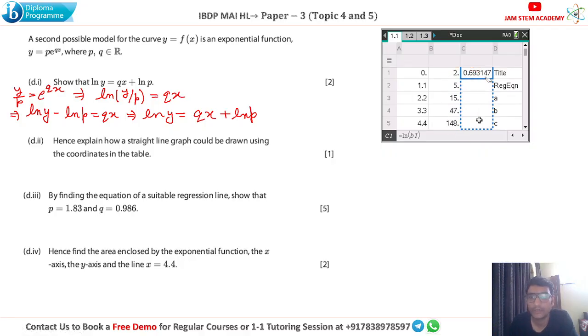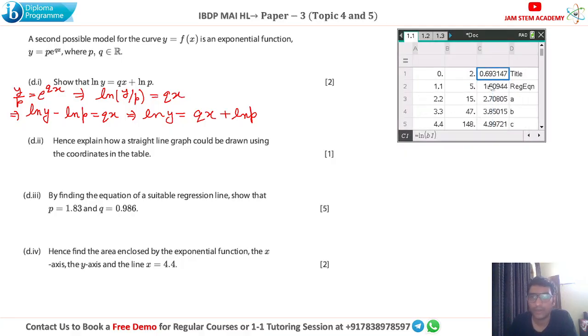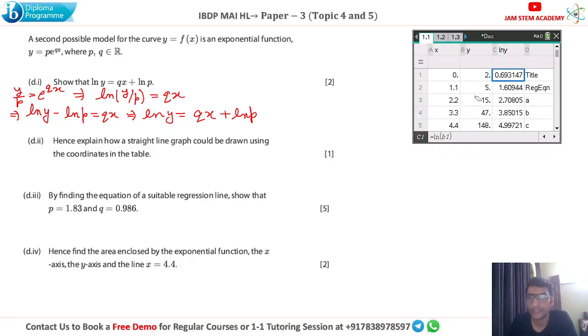That gives me this. Now, I have the natural log of y values. Let's write x over here, y over here, and natural log of y for this one. Let's give names to these columns. Then we come across like this. Now, we have to show that it's a straight line.